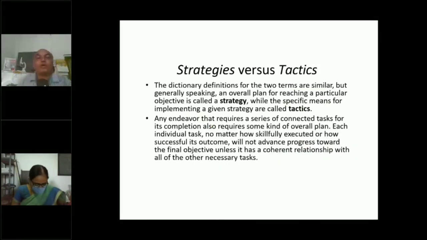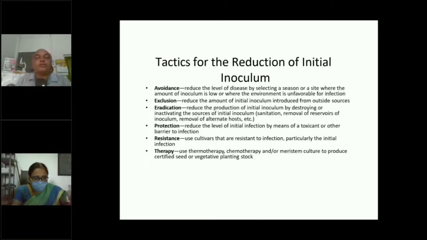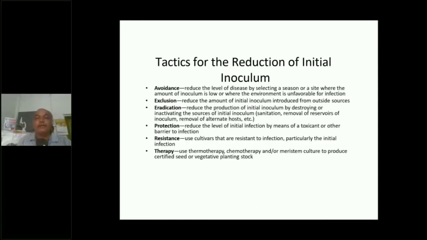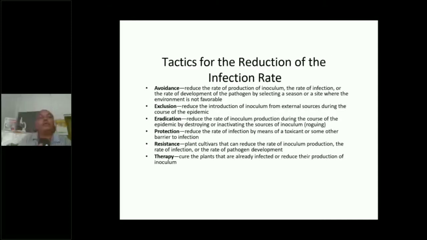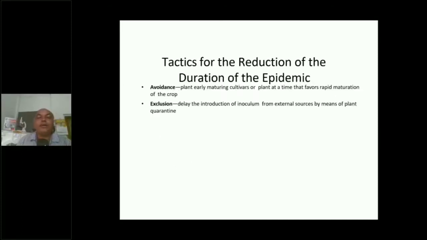There are various tactics for reducing the initial inoculum. What is meant by management? Management means reducing the initial inoculum level. This inoculum level we can reduce by avoiding the primary source of inoculum, then exclusion with the help of quarantine, eradication, then protection, resistance. These are the ways of reduction of initial inoculum. Then you can also reduce the infection rate with the same principles like avoidance, exclusion, eradication, protection, and resistance, and we can also manage the disease. Then epidemic is also a very popular word nowadays. Pandemic is very popular as far as corona is concerned. But in plant disease also, the epidemic situation is always there. Therefore, you have to reduce the duration of the epidemic of the pathogen.